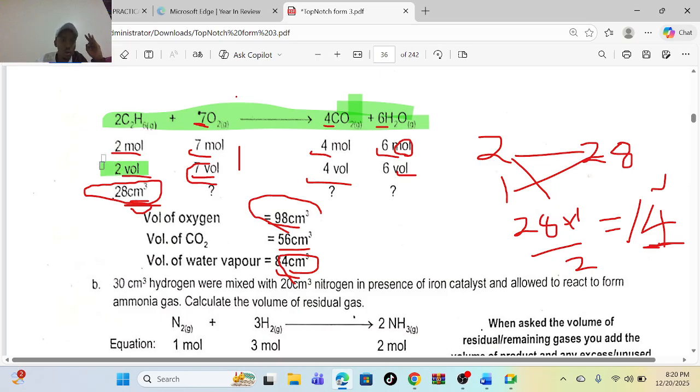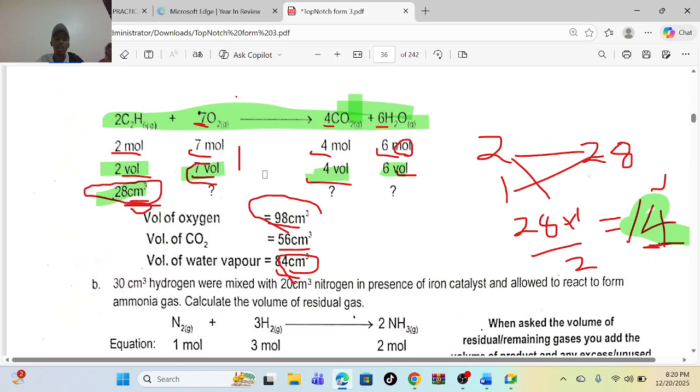This is 2 volumes because of these 2. This is 7 volumes because of this 7. This is 4 volumes because of this 4. This is 6 volumes because of 6. Then you write what you have been given. What have you been given? 28. So if this 28 is equal to 2 moles, 1 mole will be how much? 1 mole will be 14 centimeter cubic.